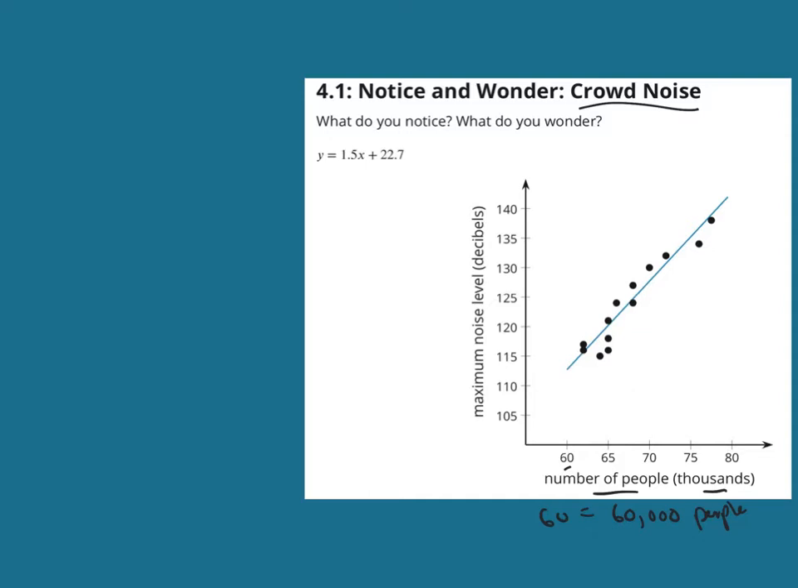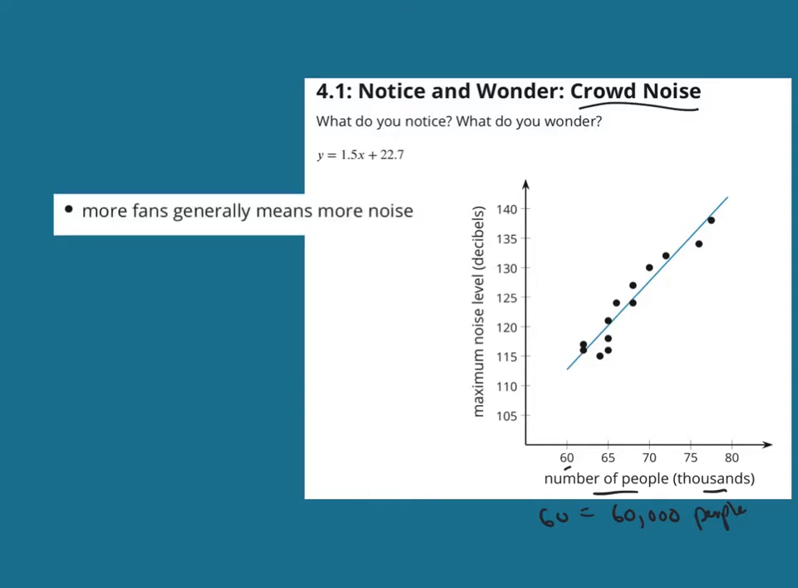One of the things I notice is that as the number of people increases, the noise level goes up. So they have it as more fans generally means more noise. I guess when we're referring to a crowd, we mean a crowd of fans. What else do we notice?